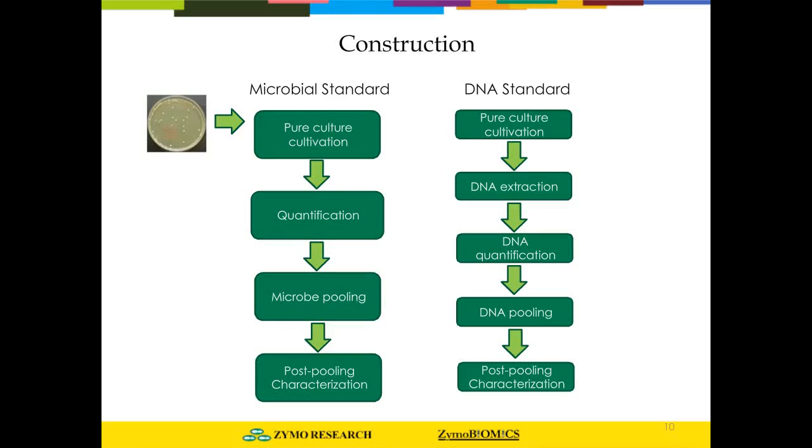The creation of the microbial community standard starts from single colonies from agar plates. Each individual organism is cultivated separately, quantified by both cell counting and DNA quantification. After that, microbes were pooled together based on a predefined composition. After pooling, the microbial composition of the standards was confirmed by sequencing-based approaches. The DNA standard is created in a similar but independent way.